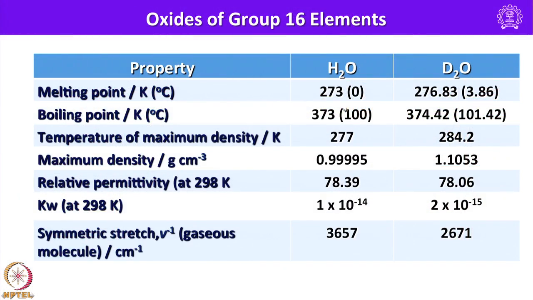Of course, boiling point and melting point, little difference is there, and the density also has a little difference. The maximum density is 0.99995 in the case of water, whereas in the case of D2O it is 1.10. Relative permittivity also does not show much major difference.